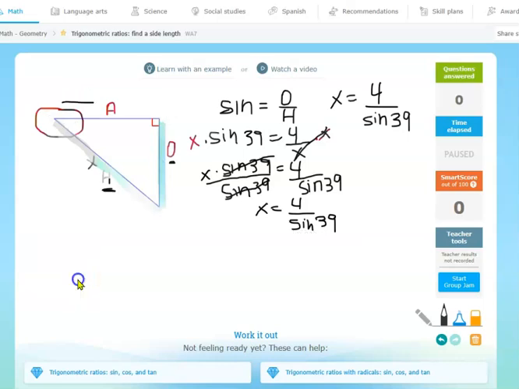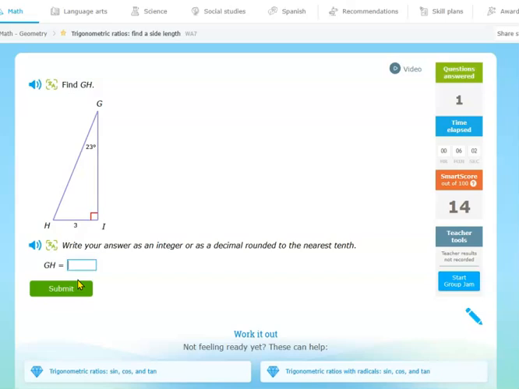I'm going to go ahead and submit. And I'm going to do one more problem. Okay, so this one asks us to find GH. So let's go find GH. GH is right here, and let's put a variable on it. Our variable is X. Okay, then we're going to do our normal marking up.